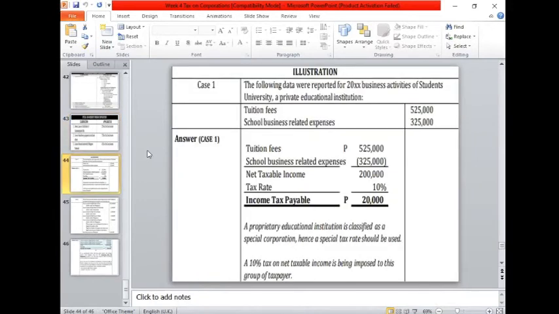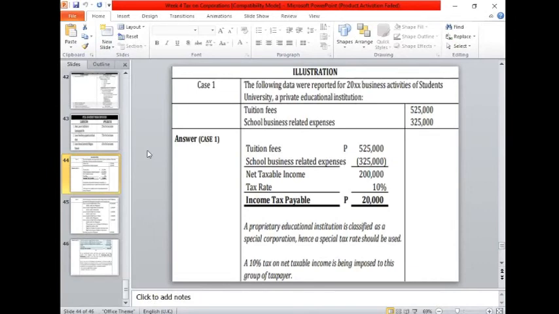Okay, so let's have the example here. The first example here is a special tax, okay, for the private educational institutions. So the following data were reported for the current year, the business activities of Student University, a private education institution. The tuition fee income is 525,000, and the school business-related expenses is 325,000. So let us compute for the special tax of the education. So take note, the special tax is 10% of the net taxable income.